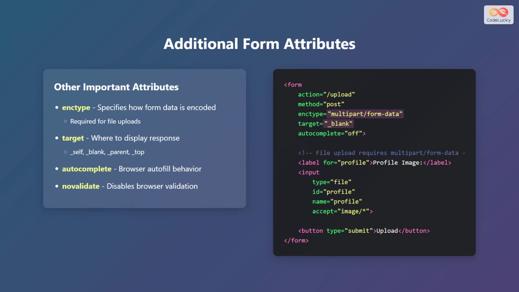Several additional form attributes enhance functionality. The enctype attribute specifies how the form data is encoded, and it is required for file uploads. The target attribute determines where to display the response, such as in the same tab, a new tab, the parent frame, or the top frame, using values like _self, _blank, _parent, and _top. The autocomplete attribute controls the browser's autofill behavior, and the novalidate attribute disables the browser's built-in validation. In the code, there is the usage of enctype, target, and autocomplete attributes.